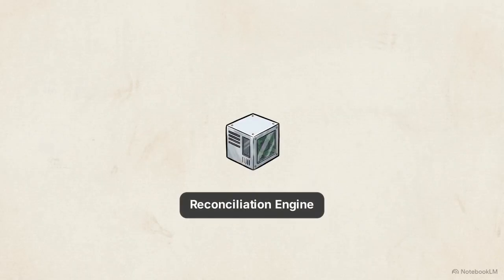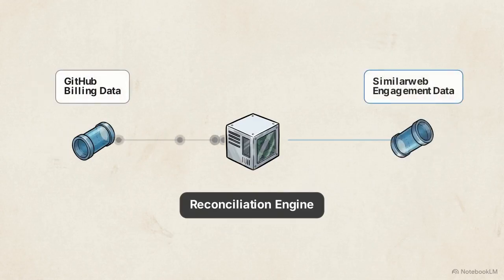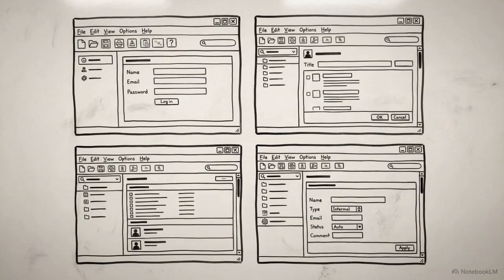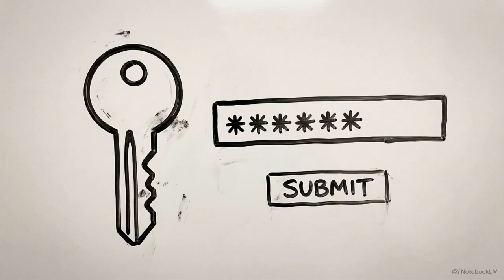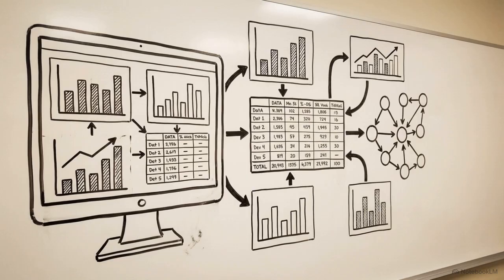The pipeline works by pulling your internal developer billing data through the GitHub REST API, and then cross-referencing that spend against your external market engagement using the SimilarWeb API. To set this up, you need 4 things: an enterprise admin account, a GitHub personal access token, a SimilarWeb API key, and a BI platform like Power BI or Tableau to ingest the data.